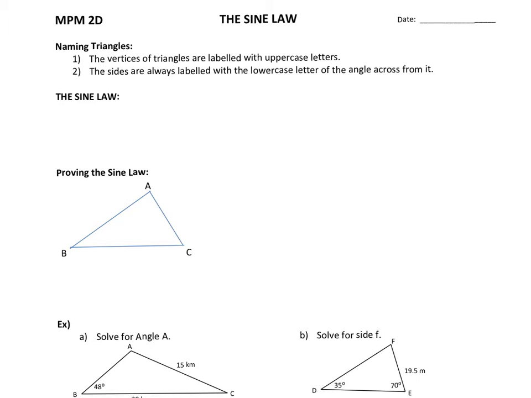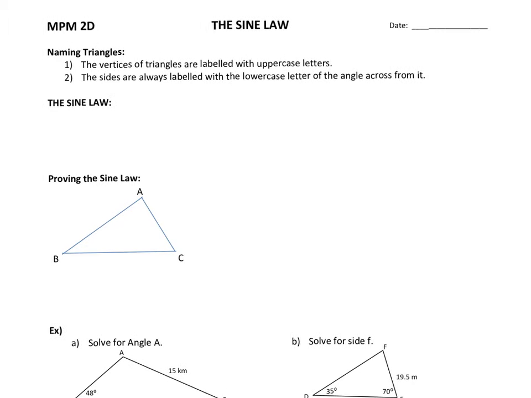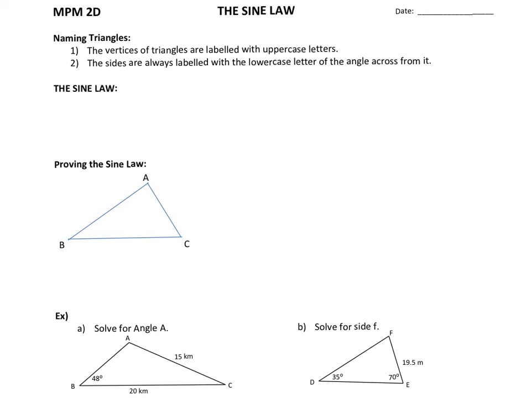So I'm going to hop down to the middle of the screen here, and I have an angle B. Angle B here, the side across from angle B would be lowercase letter b. And here's angle C, the side across from it is lowercase c, and then we have angle A, the side across from it is lowercase letter a.